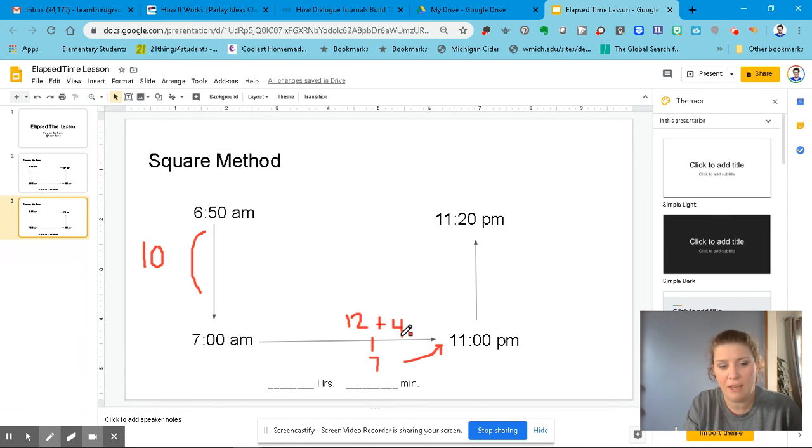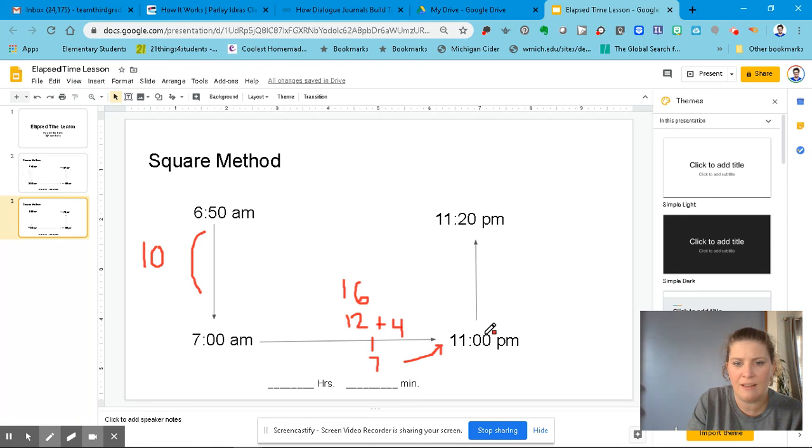If you're not ready for that, you could just go 7 a.m. to 8 to 9 to 10 to 11 to 12 to 1 to 2 to 3 to 4 to 5 to 6 to 7 to 8 to 9 to 10 to 11. When I did that little wave, that was my mental note to say 10. And then we got to 6, so 16. So there are 16 hours in total.